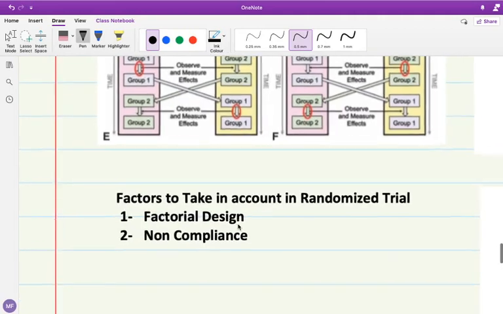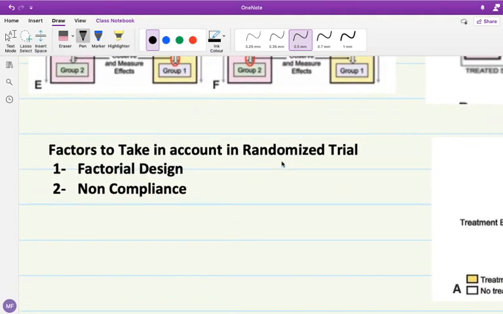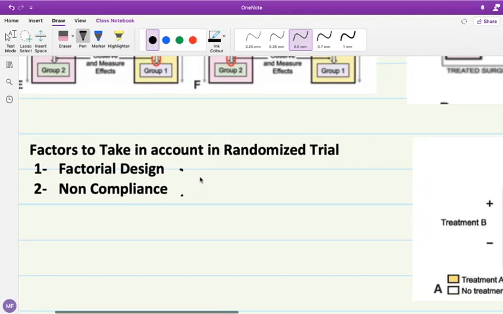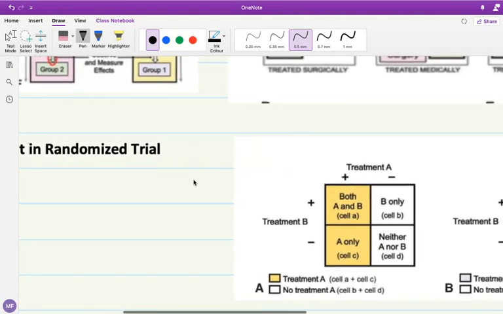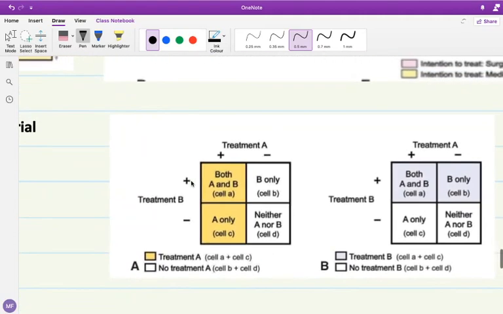Now there are two terms which you need to remember. The first is factors to take into account in a randomized trial. This is called factorial design and non-compliance. There is a certain group of individuals who don't follow and obey orders. Those are called the non-compliance factor. And factorial design means in one study you want to conduct two different treatments belonging to two different diseases in one go.